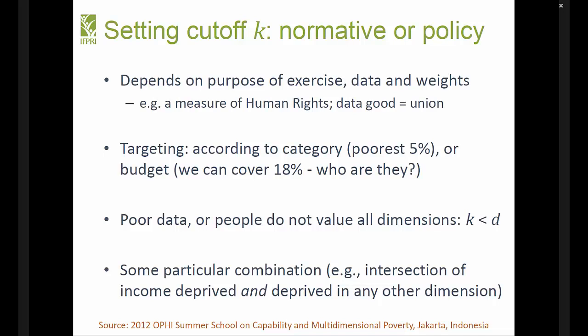So you can make one dimension non-negotiable. Let's say education, everybody should be literate. If you're not literate, I don't care what your other things are, this is the cornerstone of your well-being. So you can make this non-negotiable, and then everything else. So there are many ways to decide what K should be. But as you can tell, there are many things to consider, right? And it varies depending on what the goal is.